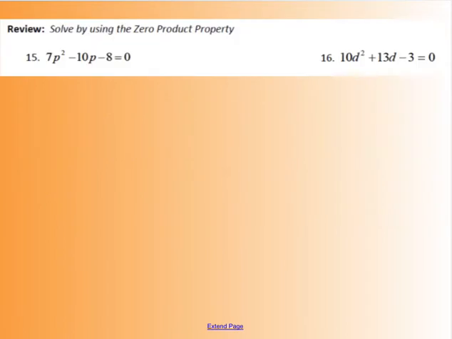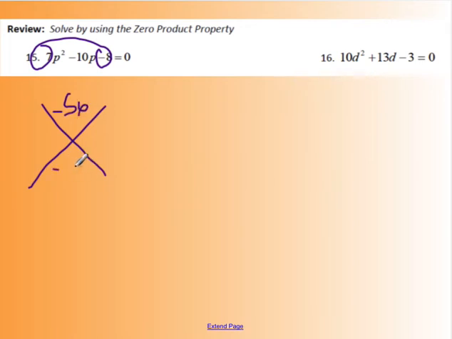All right, last but not least are these review problems. It asks you to solve using the zero product property. If you want to use the quadratic formula here, you're more than welcome to, but the zero product property does work on this one. So to do that, you're going to multiply the first and the last, and you're going to get a negative 56 here. A negative 56 adding to a negative 10.